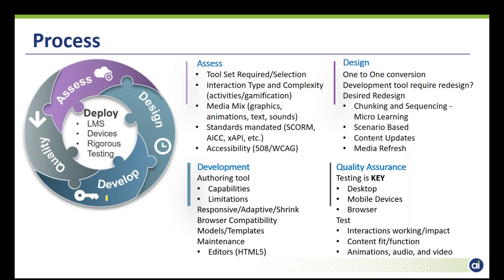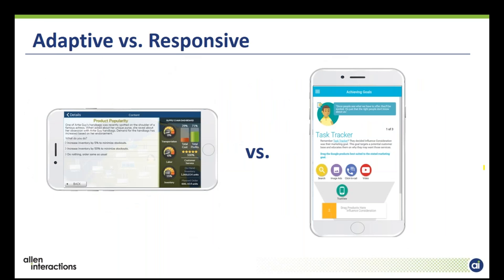So with that, let's get to some examples. We're going to go through a little bit on adaptive and responsive, possibly shrink or smush, as I mentioned earlier. So let's go to the questions pane. How many of you are familiar with adaptive versus responsive?